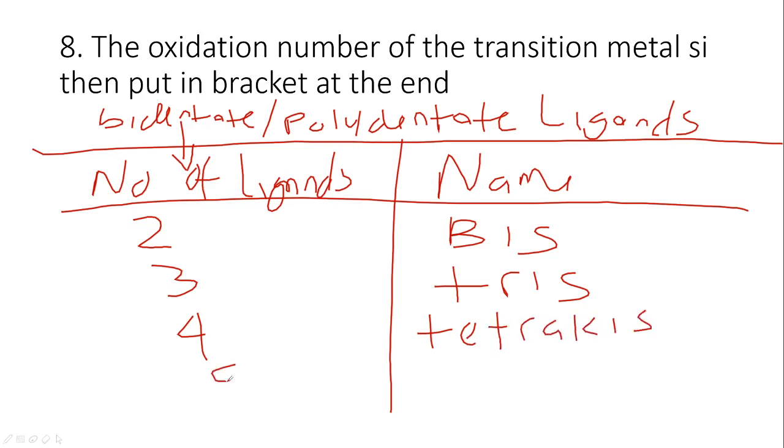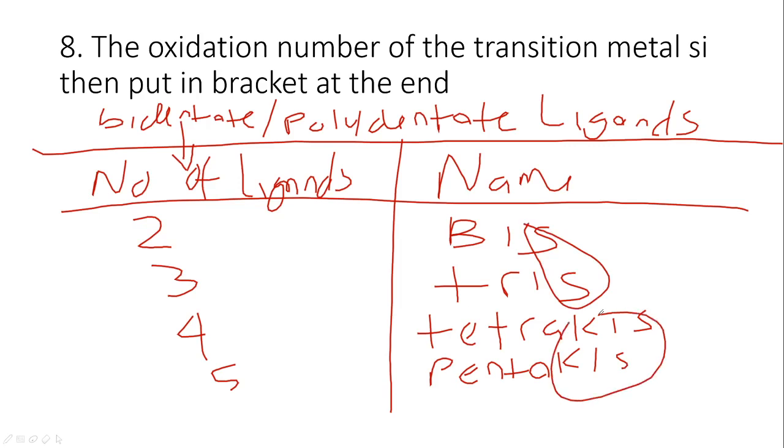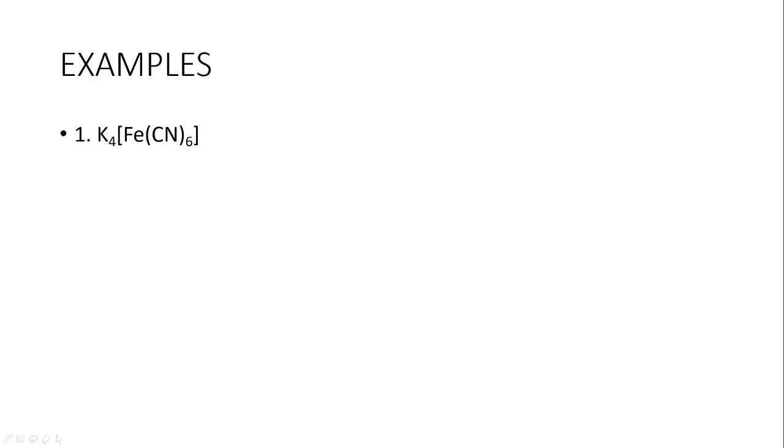For 4, instead of tetra, it changes to tetrakis. For 5, pentakis, and so on and so forth. 6 hexakis, 7 heptakis, 8 octakis, like that. Just know that for 2 and 3, you just add S, and for 4 upward, you add KIS. That's just the rule. Nobody will give you more than that or less than that, but they can test you with that.